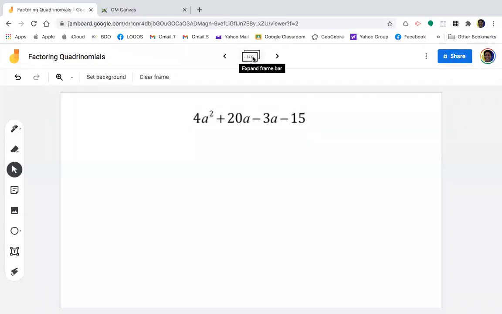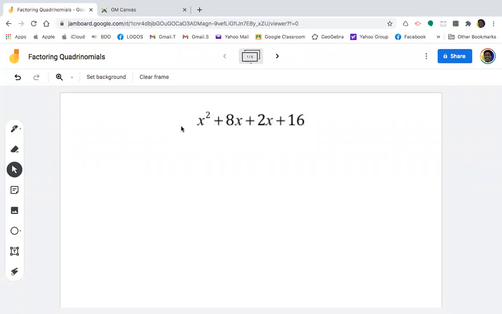Hi, this video shows how to factor quadrinomials. Now, what are quadrinomials? Quadrinomials are polynomials which have four terms. So this is an example of a quadrinomial. You have 1, 2, 3, 4 terms. Here's another example, 1, 2, 3, 4 terms. And here's another example. So all these examples that you saw are quadrinomials.